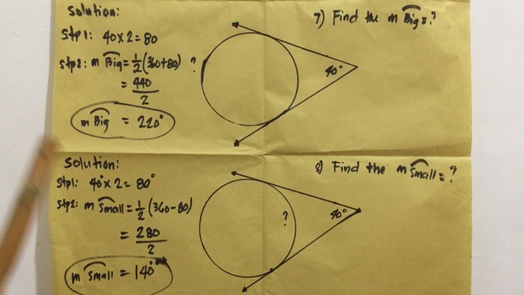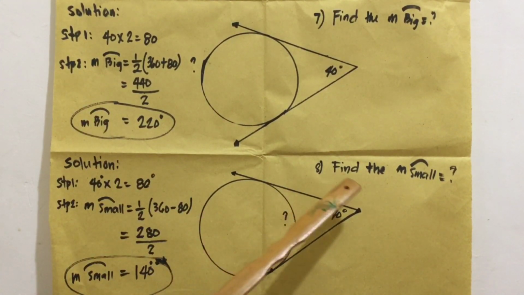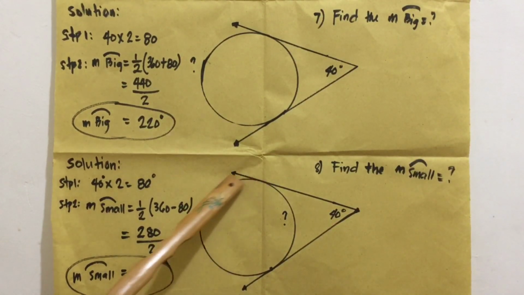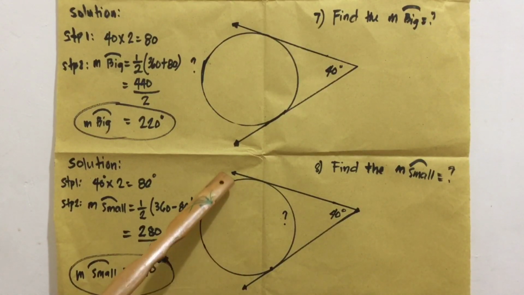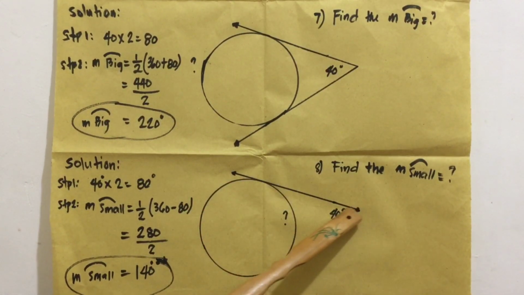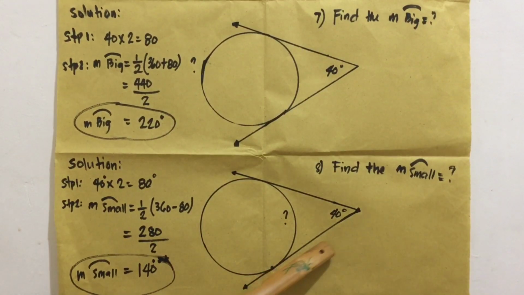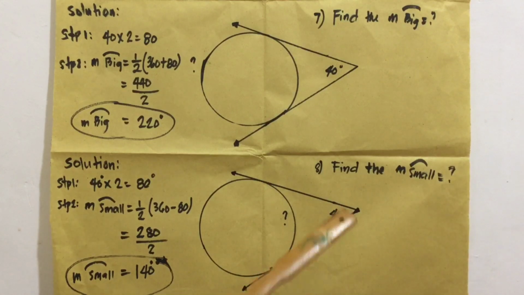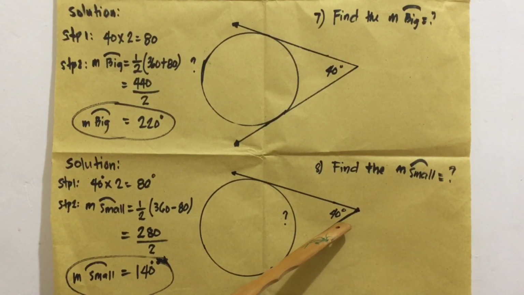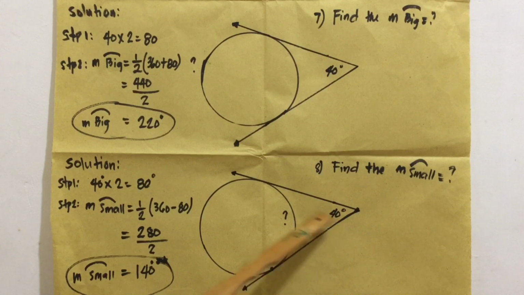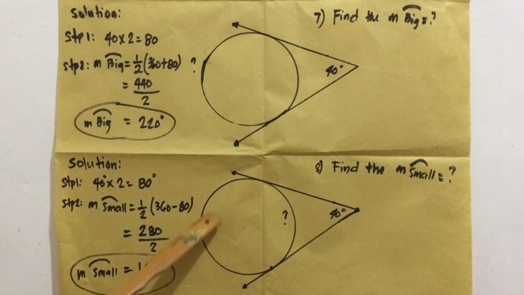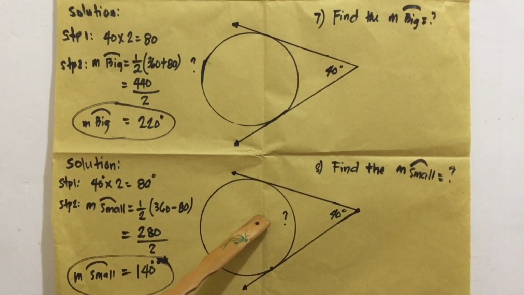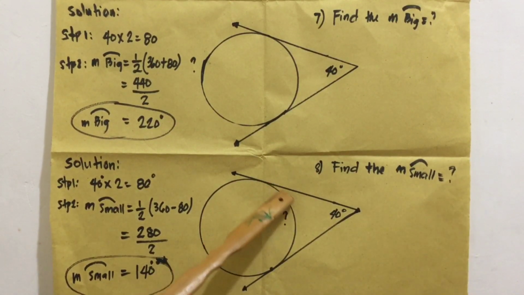Then next, number 8, find the measure of the small arc. So again, we have the circle and we have a tangent line and also a tangent line here intersecting each other and forming an angle outside of the circle, and we have also 40 degrees, and we do not know the big arc and also the small arc. And number 8 is asking for the small arc.